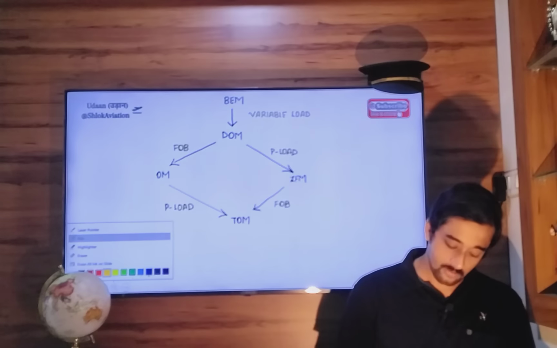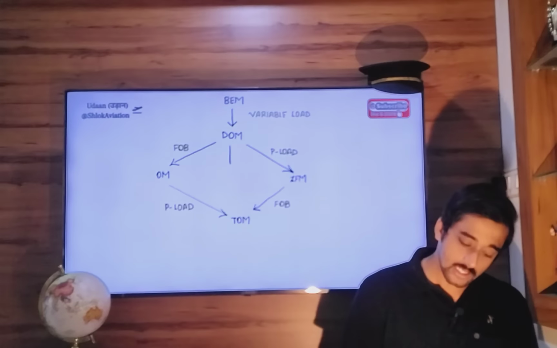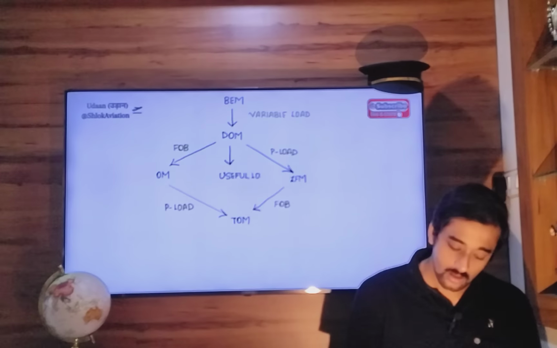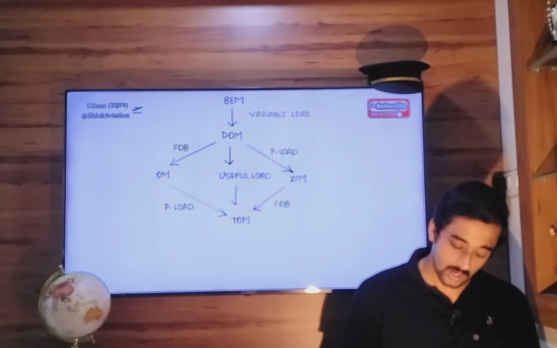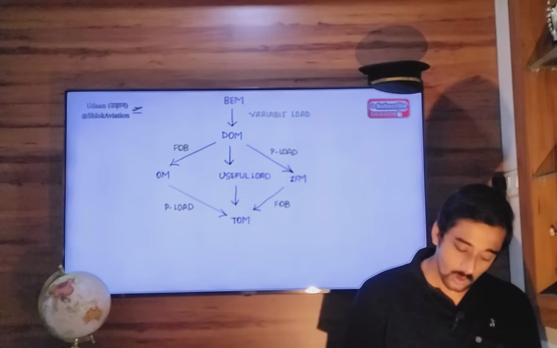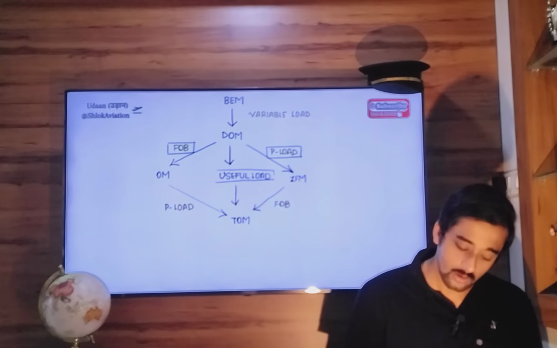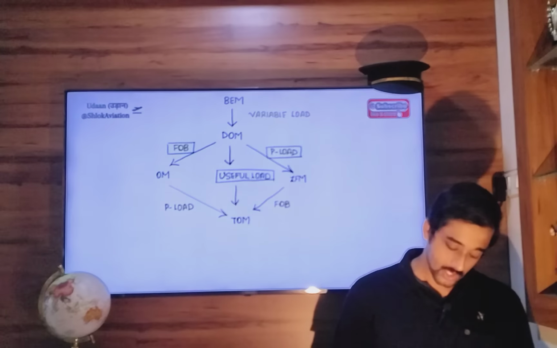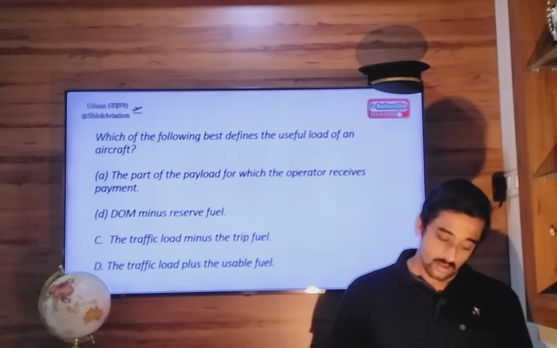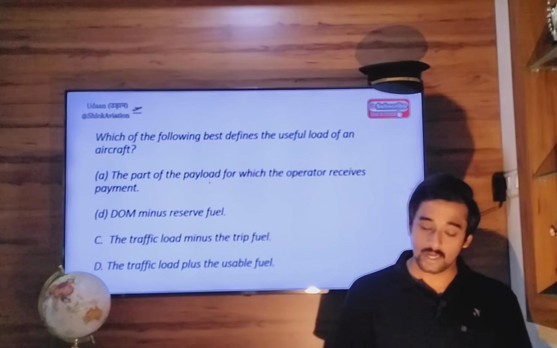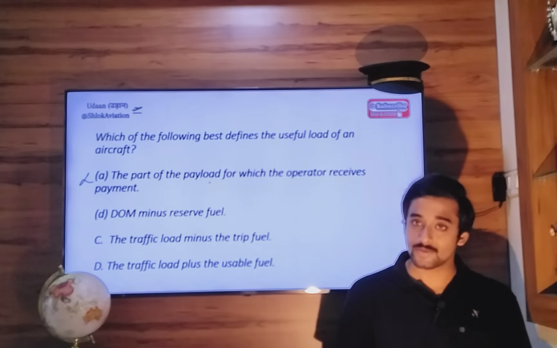Another way to find takeoff mass is dry operating mass plus useful load, which equals your takeoff mass. Now, what is useful load? Useful load is nothing but fuel on board plus payload. Fuel on board plus payload equals your useful load. So, useful load, the part of the payload for which the operator receives payment, that is wrong.